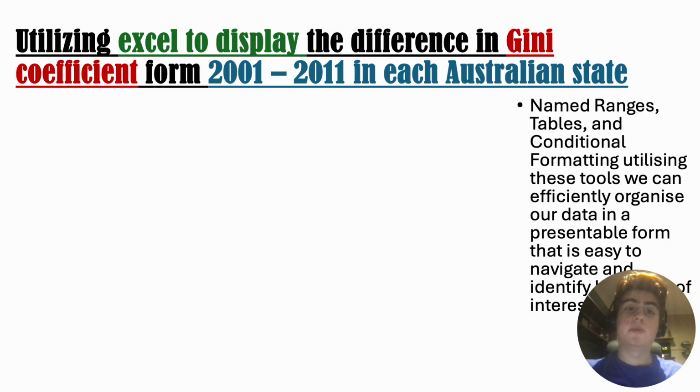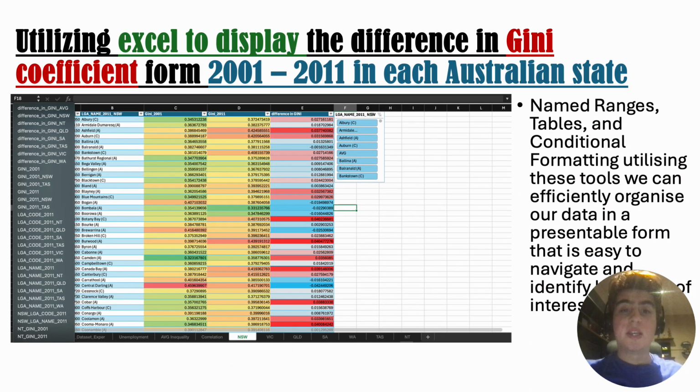Named ranges, tables, and conditional formatting. Utilizing these tools, we can effectively organize our data in a presentable form that's easy to navigate and identify key areas of interest in. Through named ranges, located on the top left of the image, we can easily locate any type of data within any of the below sheets, allowing for easy navigation of any Excel spreadsheet.